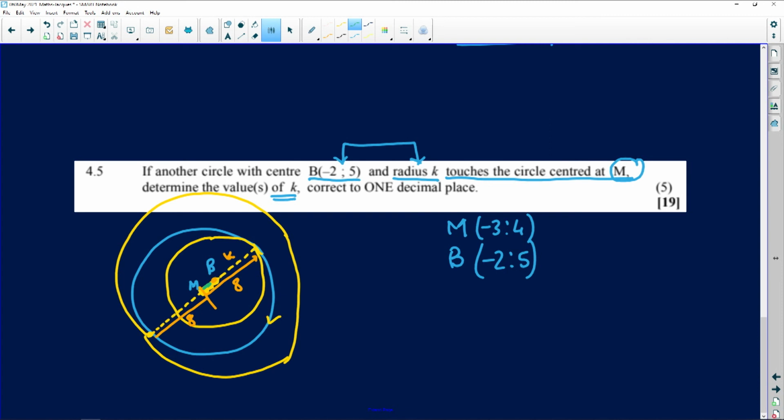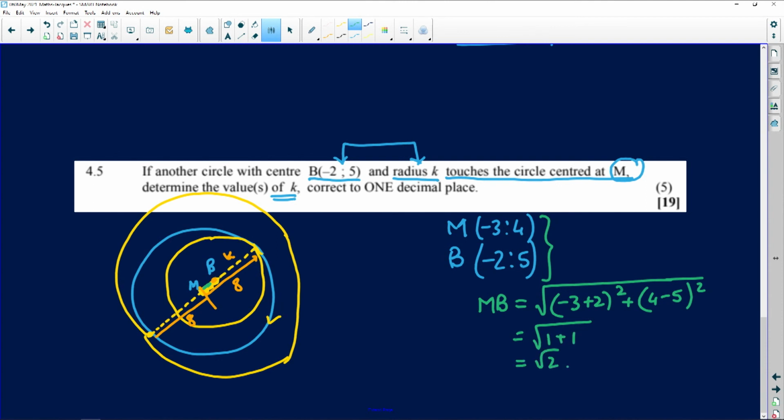Now, folks, you'll see the distance lies over there. MB is the square root of minus 3. Be careful of your negatives. Minus 3 minus minus 2 becomes plus 2, all squared, plus 4 minus 5, all squared. Now, that doesn't take a genius to see that this is 1 plus 1, so this is simply just the root of 2. Okay, so now I can write down these radii for 5 marks. I thought it was going to be far more difficult than that.